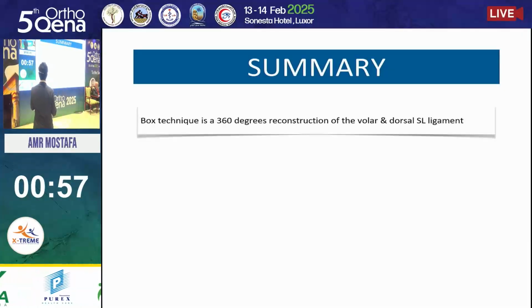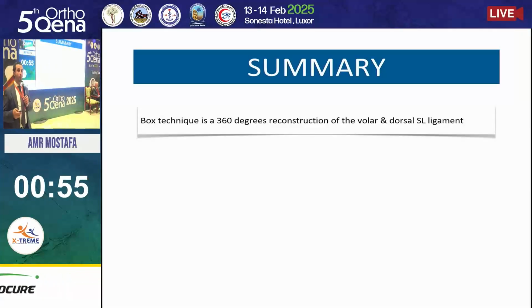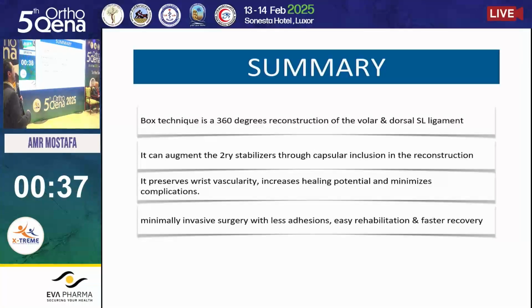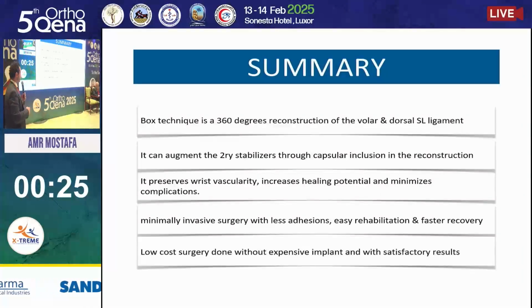So, as a conclusion, it's a 360 degree reconstruction for the volar and dorsal, linking the posterior and anterior capsule. It is minimally invasive with good vascularity, increased healing and minimized complications, with an easy rehabilitation and faster recovery. But still, we have a problem: we don't have much long-term follow-up, and there are very minimal complications. Thank you.